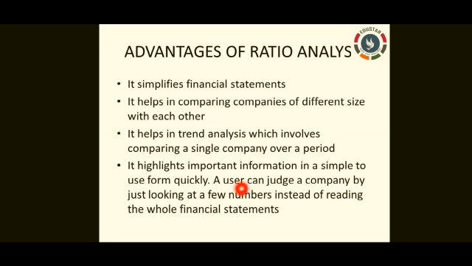Then it is simple to use and gives quick results. A user can judge a company by just looking at a few numbers. Already I told you that the result will be in numbers: fraction, proportion, percentage. Then it is easy for the outsiders. Who are the outsiders? Lenders, investors, general public. It is easy for them to understand. For that only we are using ratio analysis.